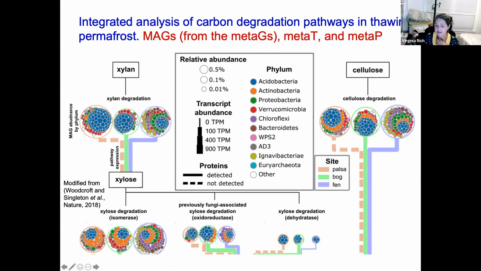Okay, so it's normalized. And then because of those caveats, remember we talked about how with metaproteomics there are a lot of things you can miss. So here we decided to do detected versus non-detected instead of making it quantitative. And so here it's just a dashed line versus a solid line. Okay, so that's what that means here. Dashed line means it was not detected in the metaproteome. Solid line means it was.